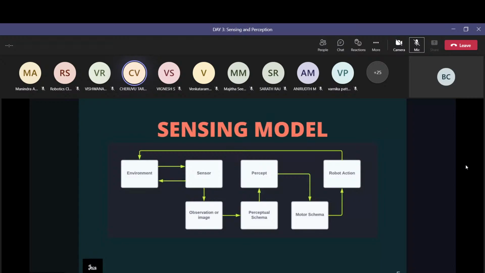This is a sensing model which you can see on the screen. You have an environment, and a change will occur in the environment. That change is identified by the sensor. That's the flow of the diagram. But finally, the robot action is also going back into the environment itself. Does anybody have a logical reason why it is so? The environment is the main cause of sensing, and the robot action also goes back to the environment. Can anyone explain why the model is designed this way?